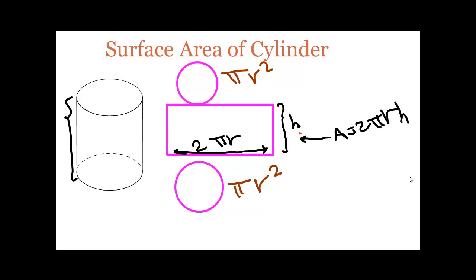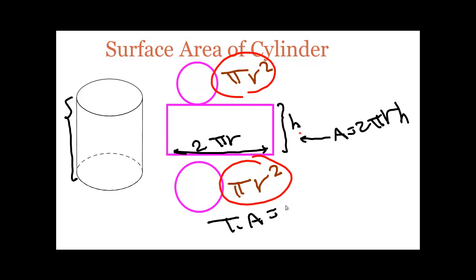Now the total area of the cylinder: all we have to do is just add all these areas we just found. This area and this area will give me 2 pi r squared, plus the area of the rectangle we just found, which is 2 pi r h.